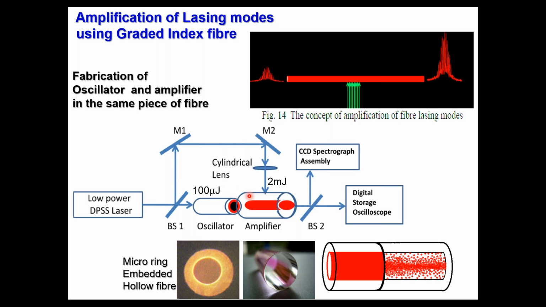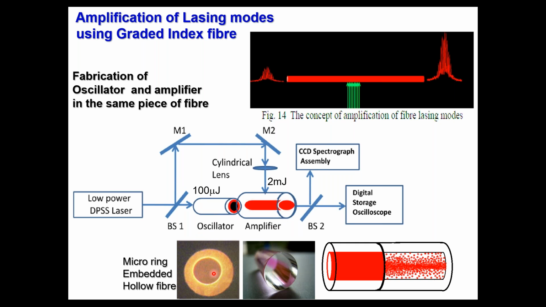The oscillator will be a hollow fiber, that is a micro ring embedded fiber. This is something like a hollow structure, but the inner wall of this is doped with a gain medium. So that is acting as an oscillator, and then this is coupled to an amplifier. The amplifier can be a graded index fiber.